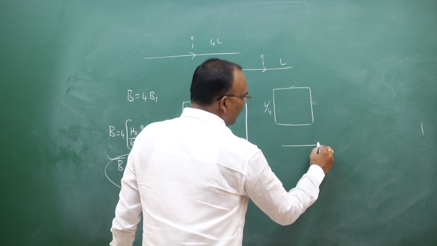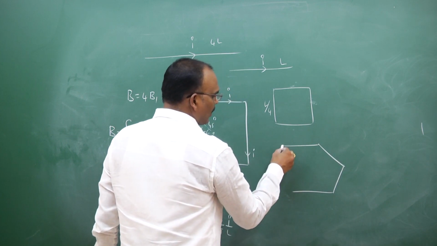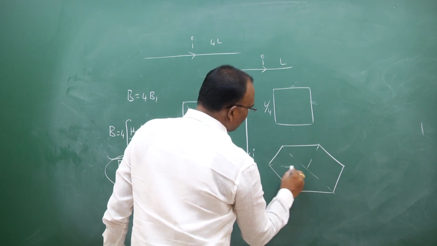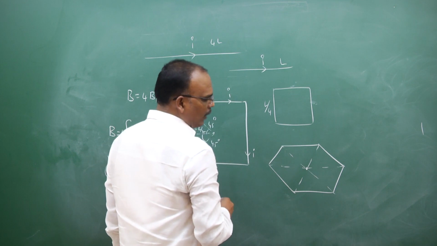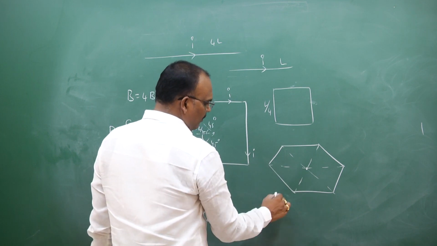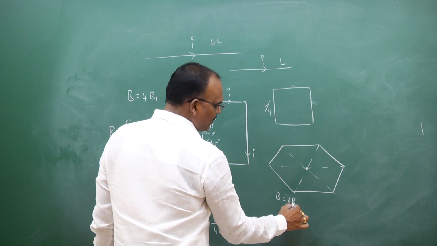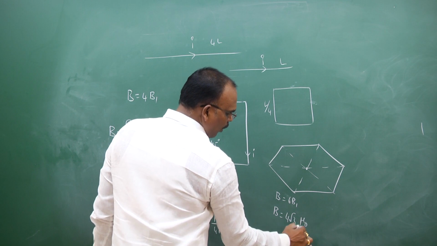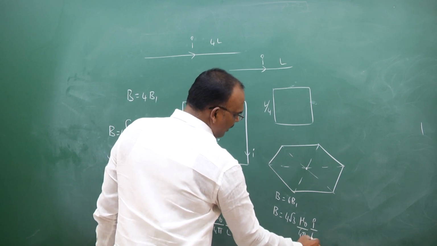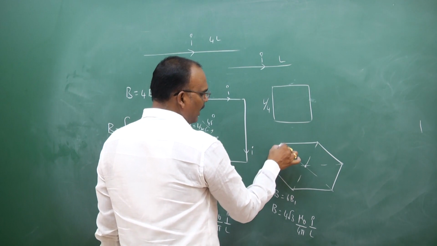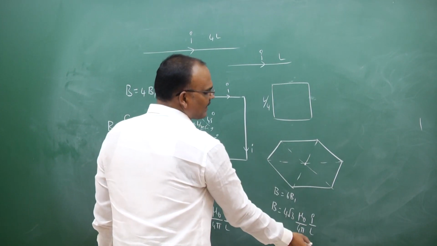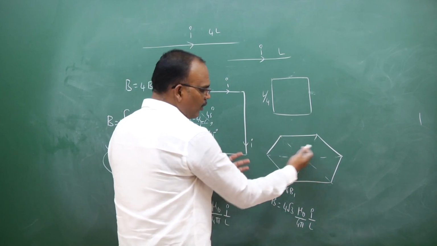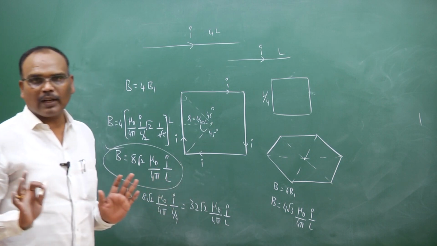Similarly, maybe it is bent in the form of a hexagon. At the center, all the diagonals will meet. Here, if you want to calculate, you can do your own derivation. Magnetic field B is equal to 6 times B1. If you do it, you will get B as 4 root 3 mu naught by 4 pi I by L, where L is the side of the hexagon. If 6L is bent, the side is L. If 3L is bent, it is L by 2. If 2L is bent, you calculate and substitute.